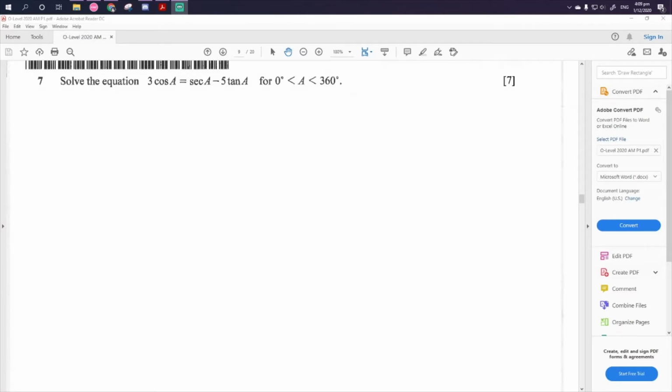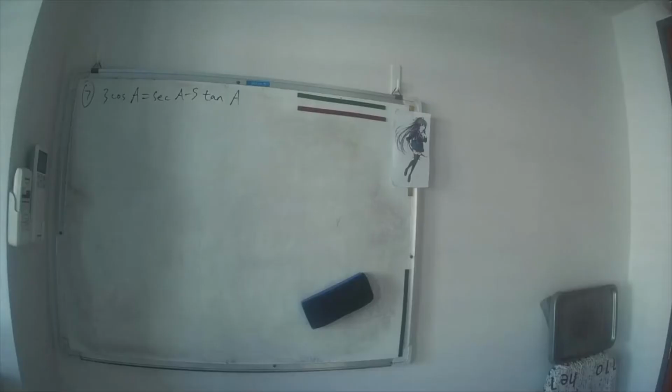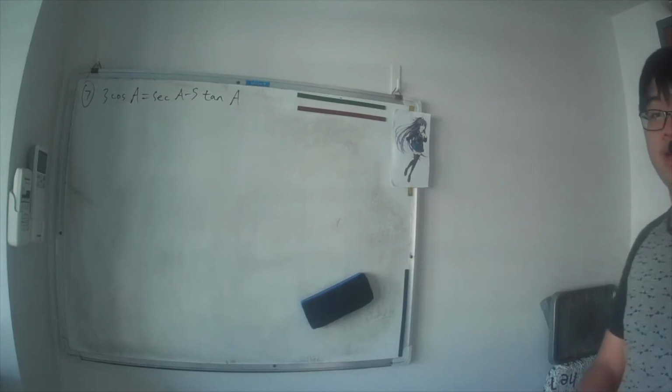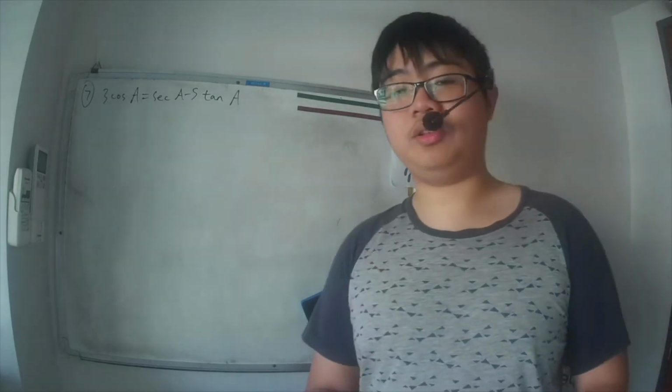Question number 7. Solve the equation 3 cosine A equals secant A minus 5 tangent A for 0 less than A less than 360 degrees. Now, when I sat down there in the exam hall to look at this question, I was a little bit scared because it was a 7-mark question, but actually it is not that bad.